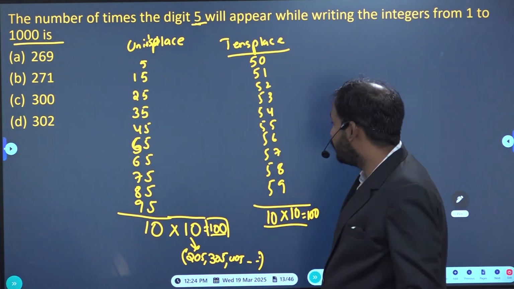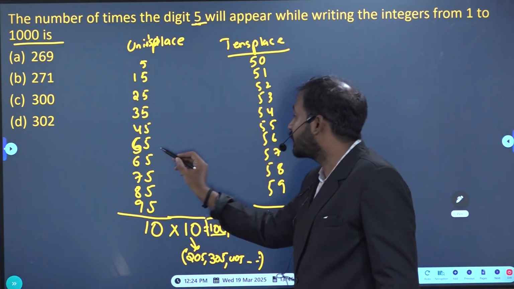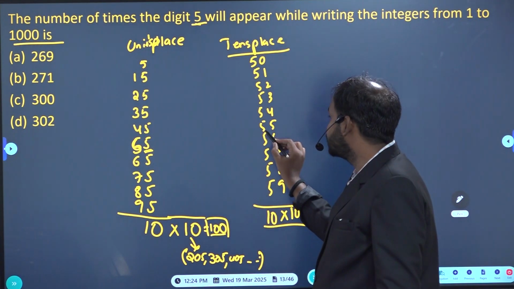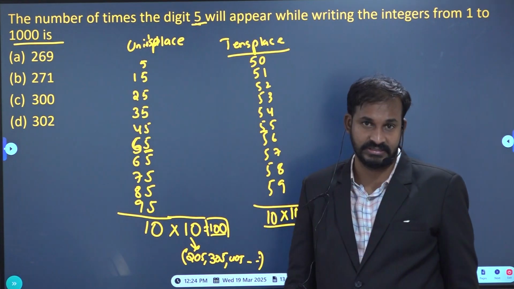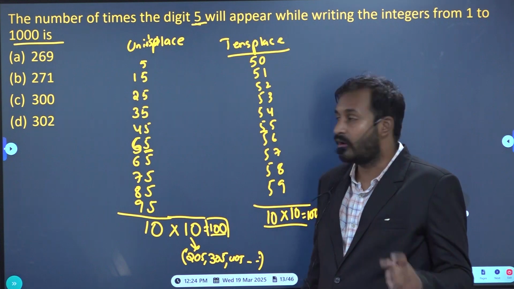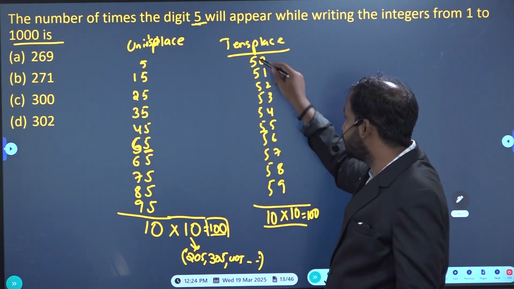You may have one doubt, sir, I have counted here and here. Here we are counting digits only. In this case, I have counted only 5 at the units place. In this case, I am counting only 5 at the tens place. So there is no chance to count a single value multiple times. To avoid that confusion only, I went with units place, tens place.